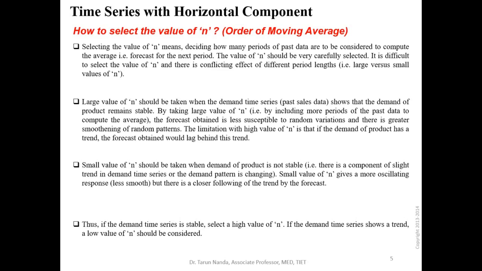So the thumb rule is that when the time series is showing only a normal component without any trend, etc., take a large value of n. But if your demand time series happens to be showing some increasing or decreasing trend, take a small value of n. Then the forecast that you would be calculating would be more accurate.